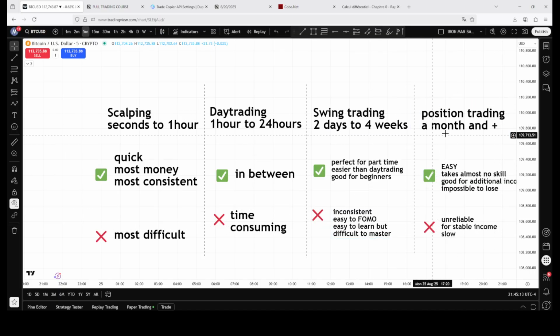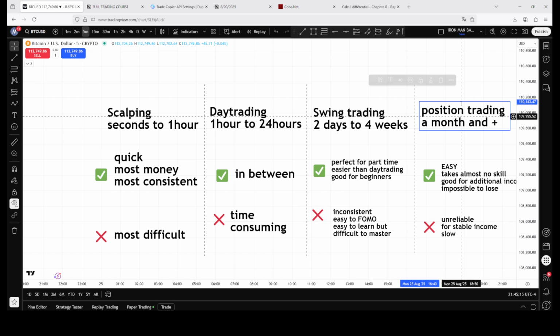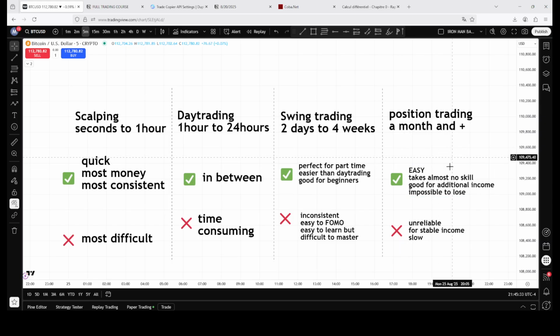And then you have the last and final type of trading, which is position trading. So it's a month and above, years, whatever. You can call this investing as well, but pretty simple. It takes almost no skill. After 1 week, you could almost have a 100% win rate.